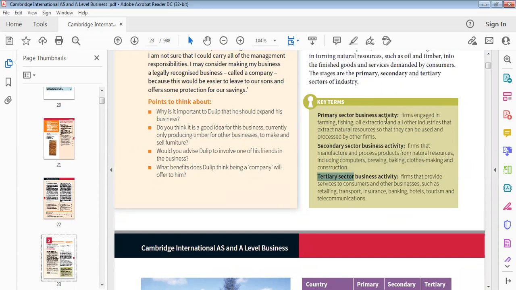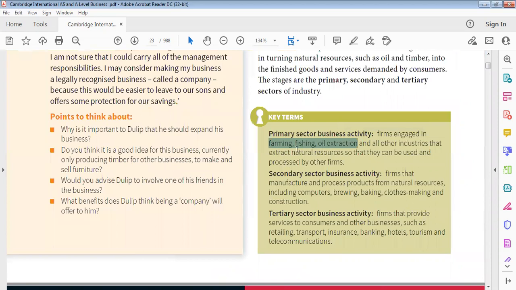Okay. Primary business actually involves extracting raw materials from nature. Just look at these examples given here. Let me make it bigger. Look at these examples: farming, fishing, oil extraction. So primary business or primary industry involves extracting resources from nature. You can just think of them as farmers, mine workers, or even fishermen. All these activities here are examples of primary activity.